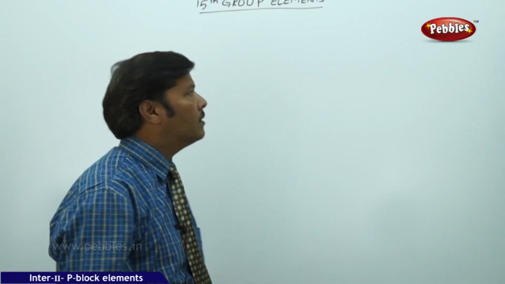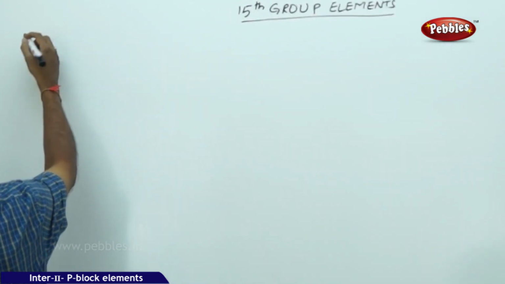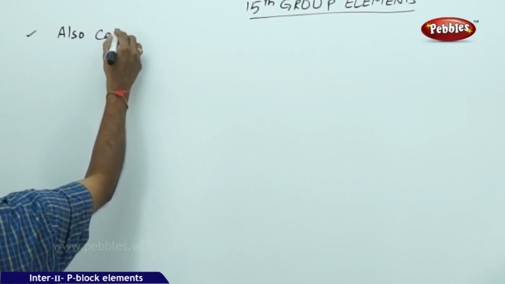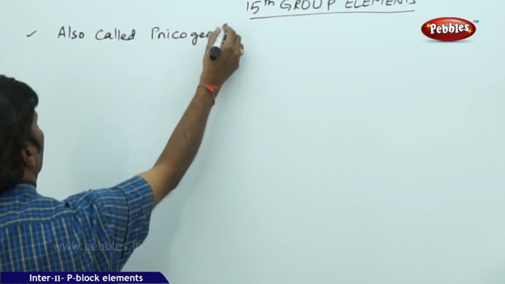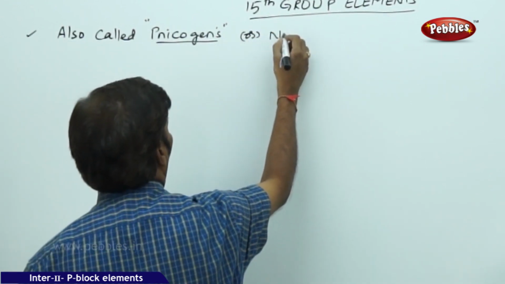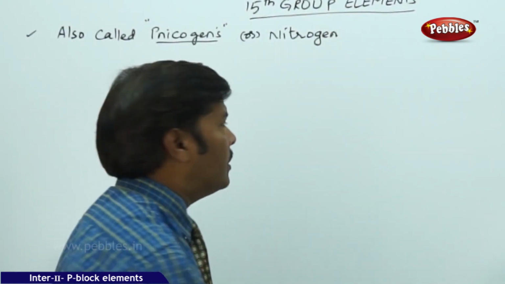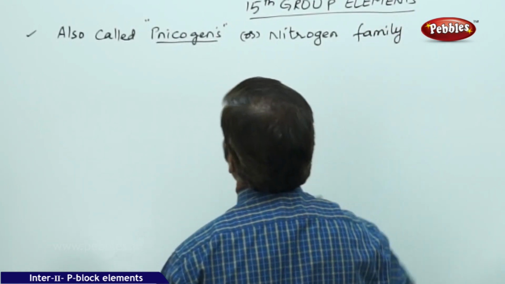So here is the next part of the discussion: we are going to start the P block elements, that is, the 15 group elements. These 15 group elements are also called pnictogens, or you can say the nitrogen family, because the starting element is nitrogen. That's why we can call it the nitrogen family.